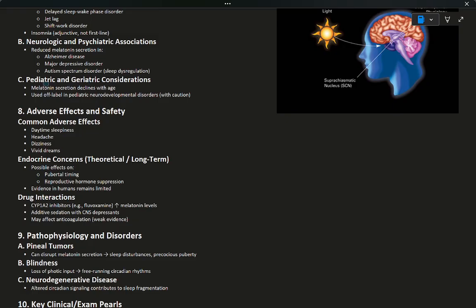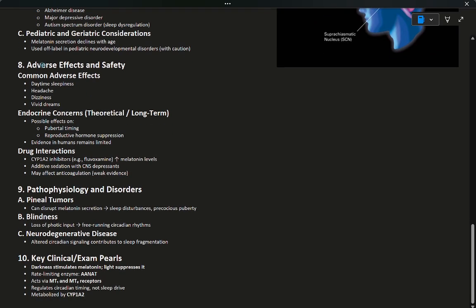And then there's also some pediatric and geriatric considerations that have to be accounted for when using melatonin. So, in general, melatonin secretion will decline with age, making it harder for the elderly population to maintain a normal sleep-wake cycle. And then it can be used off-label in pediatric neurodevelopmental disorders. But be sure to use the drug cautiously due to some side effects, which we'll talk about now.